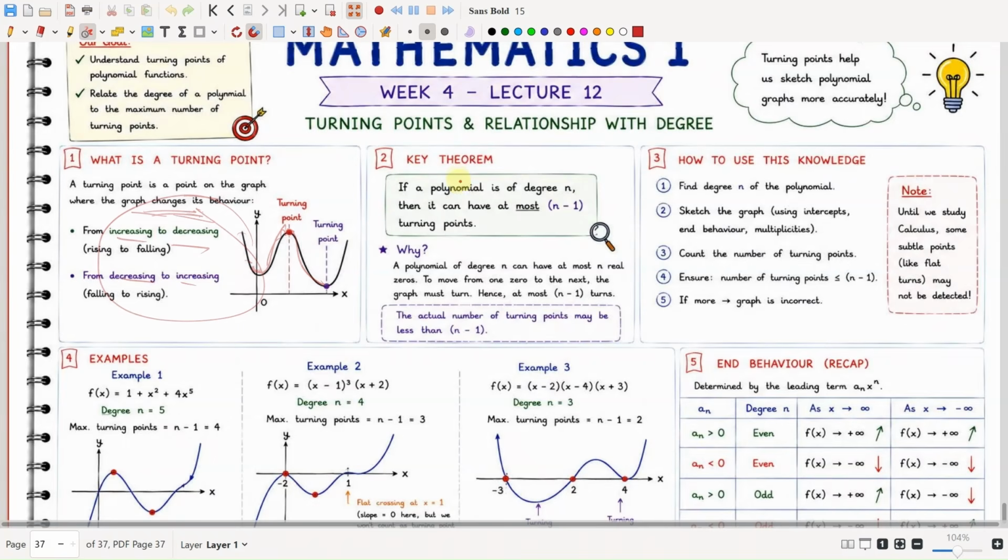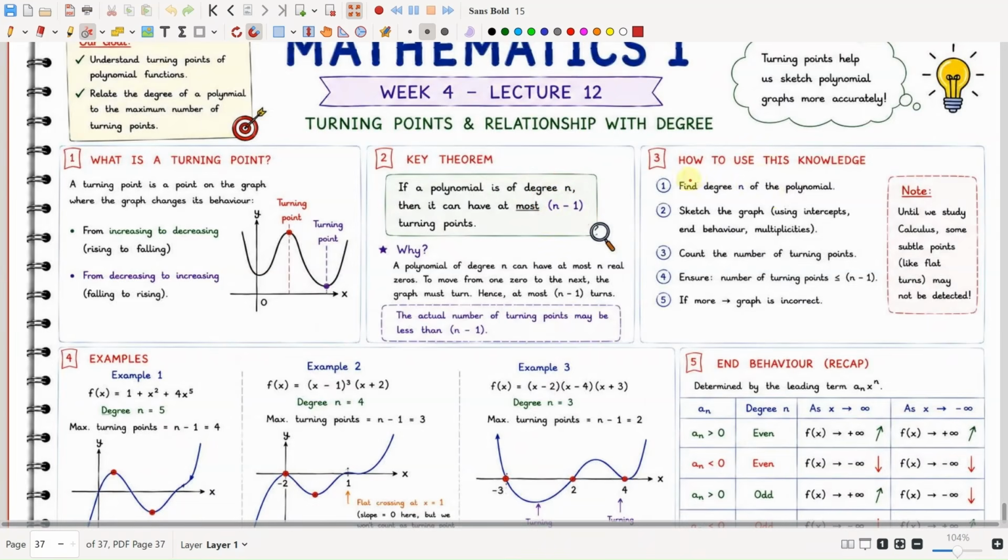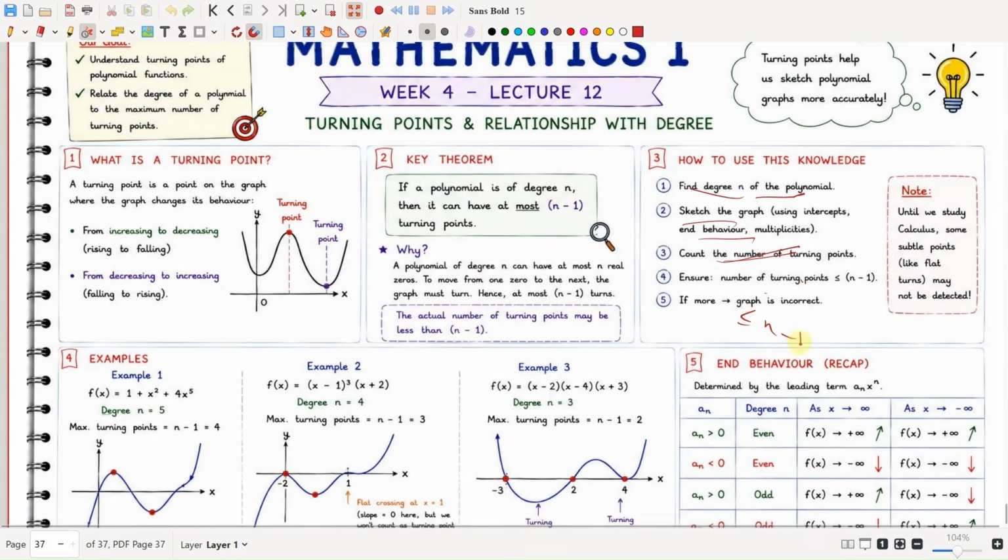Okay. So the key theorem is: if a polynomial is of degree n, then it can have at most n minus 1 turning points. So how to use this knowledge? Find the degree n of a polynomial, sketch the graph, and count the number of turning points. Ensure that the number of turning points is less than or equal to n minus 1. If more, the graph is incorrect.